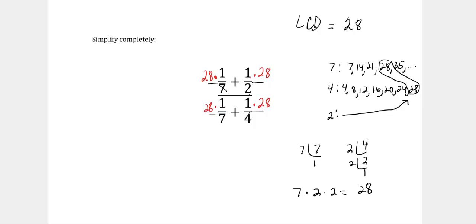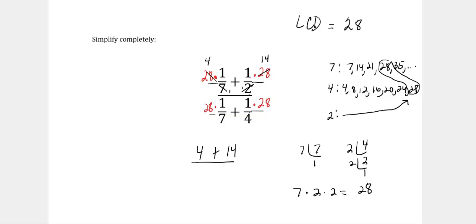So here we go. 7 will divide into 28, and that leaves 4. And 4 times 1 is 4. The 2 will divide into 28, 14, and that leaves us with 14 times 1, so we bring down the 14. So now our numerator has changed from fractions to simply 4 plus 14.